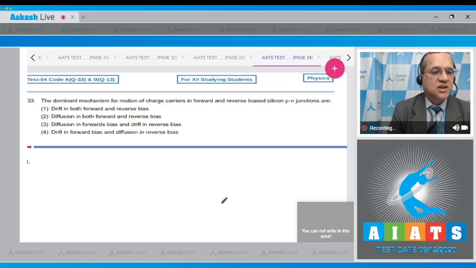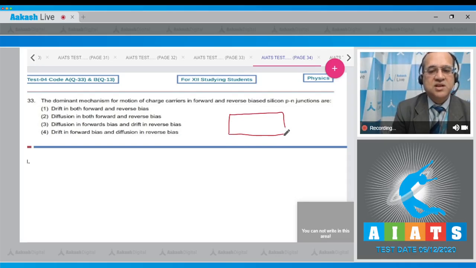Question number 33. The dominant mechanism for the motion of the charge carriers in forward and reverse bias silicon PN junction is, these are four options. Now, dear student, remember this thing, that in a PN junction, during the forward bias, the majority charge carriers move across, and this is called diffusion. So in the forward bias, it is diffusion.